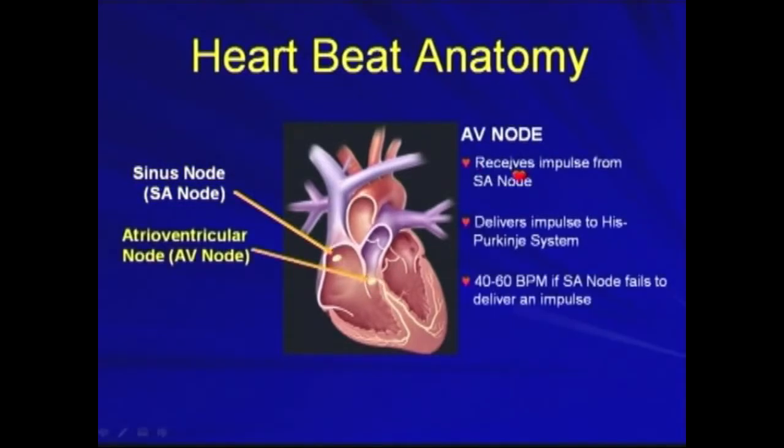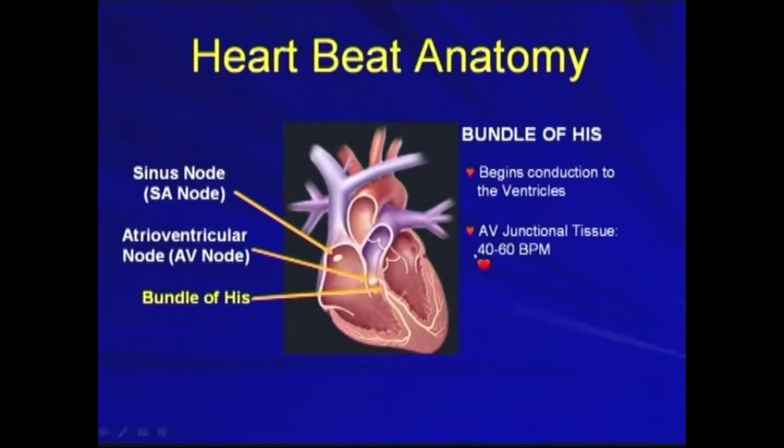And here is the AV node. It receives impulses from the SA node, and then it will further deliver the impulse to the His-Purkinje system. And it will beat 40 to 60 per minute if the SA node fails to deliver an impulse.